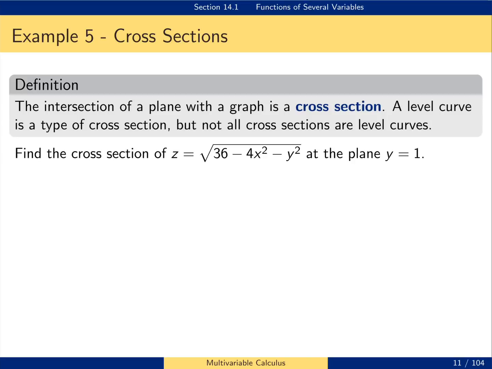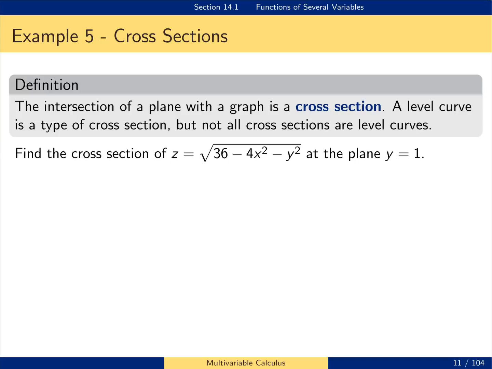We don't have to limit ourselves to level planes in order to study the geometry of a graph. When we take the intersection of a graph with a plane that is not necessarily of the form z equals a constant, we call this a cross-section. Computationally, this need not be particularly difficult.